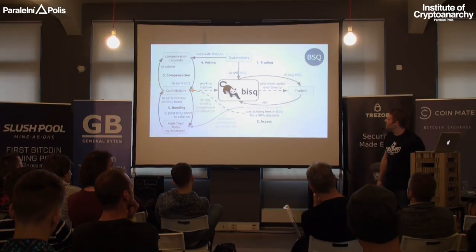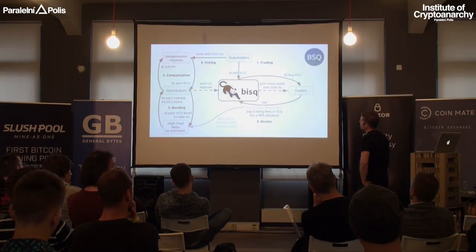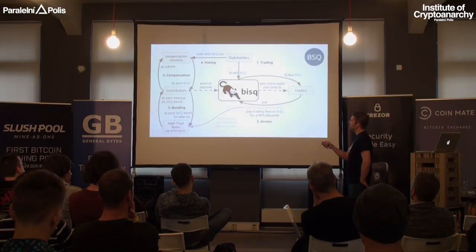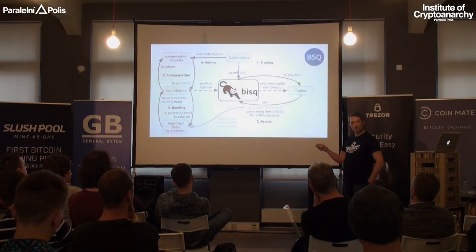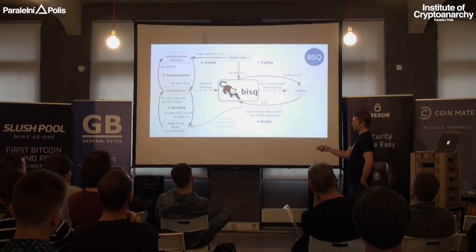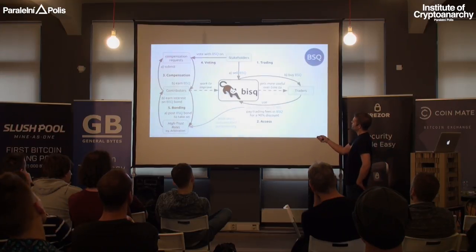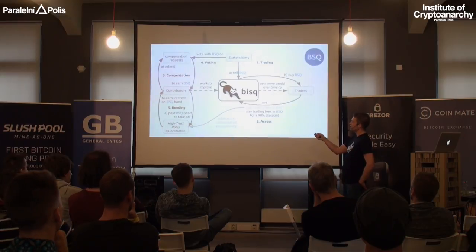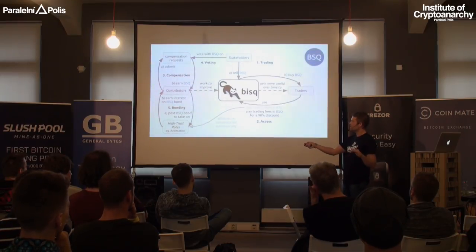So, there's one issue though. You might wonder, okay, so how does it solve this problem of a decentralized mechanism for paying all the other contributors? Notice that I grayed this out, right? It's still possible to pay trading fees in Bitcoin. We're not going to turn that off. And those fees will continue to be paid directly to arbitrators, okay.